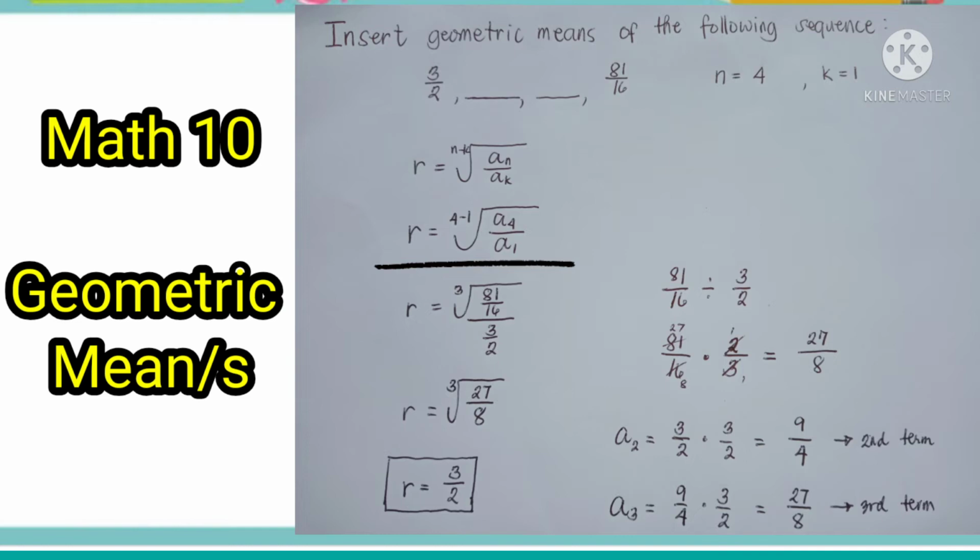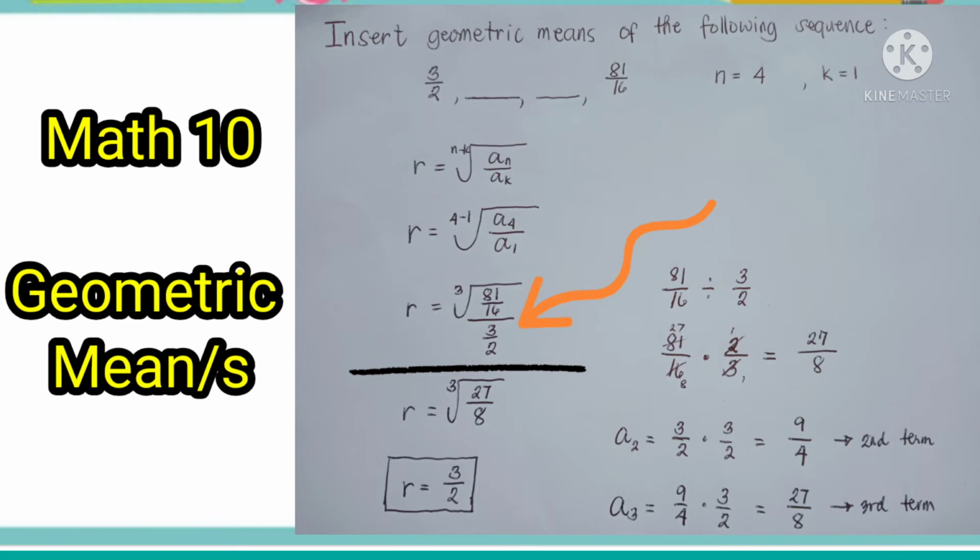That becomes r is equal to the (4 minus 1) root of a sub 4 over a sub 1. To continue, r is equal to 4 minus 1, which is 3. So to read that one, that is the cube root. Therefore, that is the cube root of a sub 4, which is 81 over 16, over a sub 1, which is 3 halves. So therefore, that is the cube root of 81 over 16 over 3 halves.